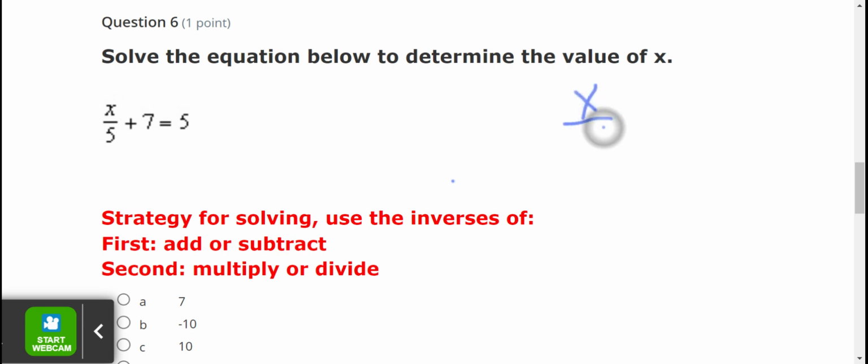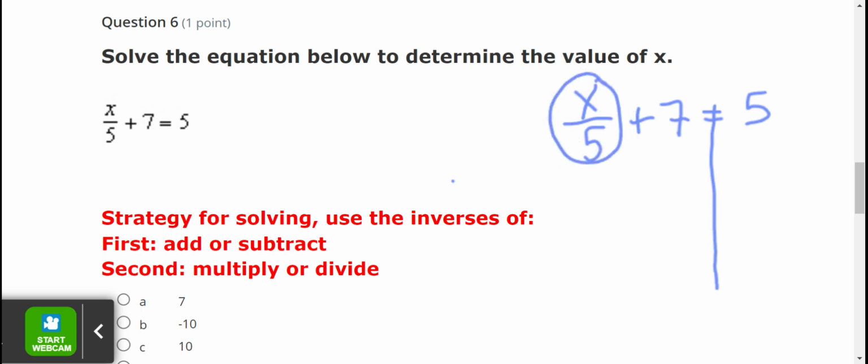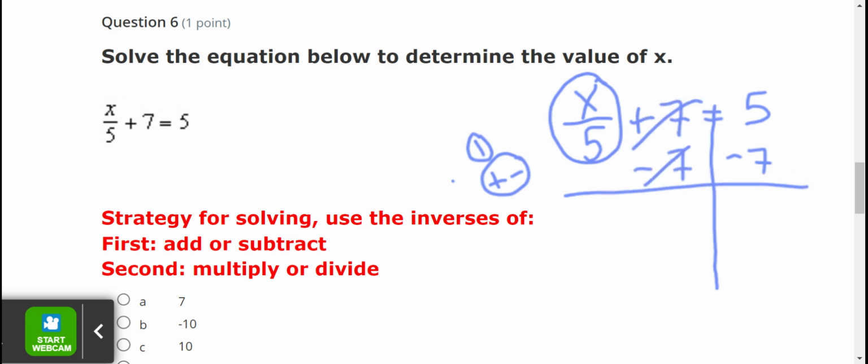We have x divided by 5 plus 7, and that is equal to 5. Okay, so we're going to look at the left side with the variable. And step 1, we're going to add or subtract first. And here the opposite of adding is subtracting. And we're going to do that equally on both sides. Now we have x divided by 5, which is equal to negative 2. So we're done with step 1.